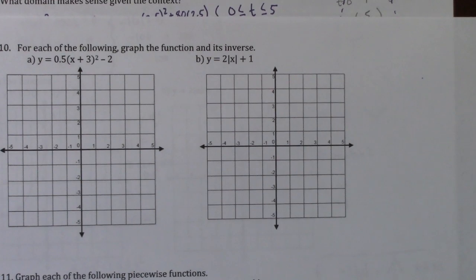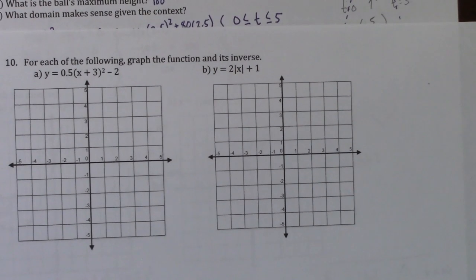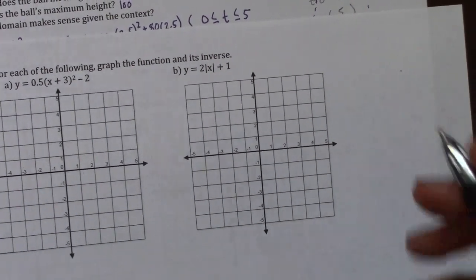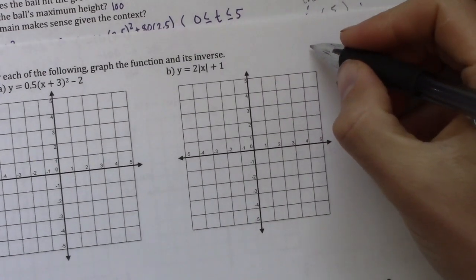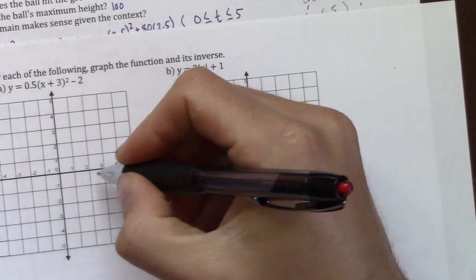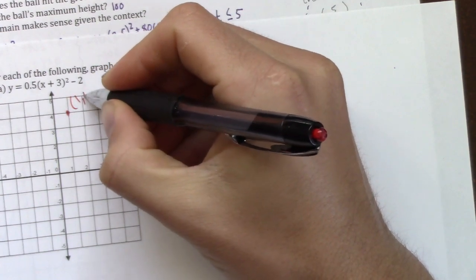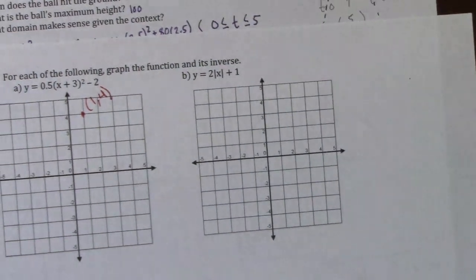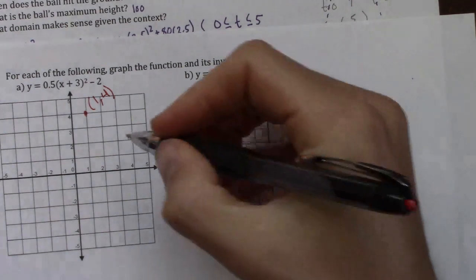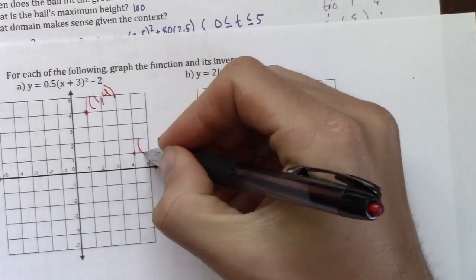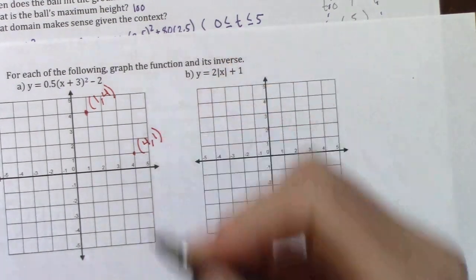When we talk about graphing an inverse, there's two ideas at play. One is that the ordered pairs just switch. So if my original graph had the ordered pair 1, 4, then my inverse graph is merely a flipping of that ordered pair to 4, 1.